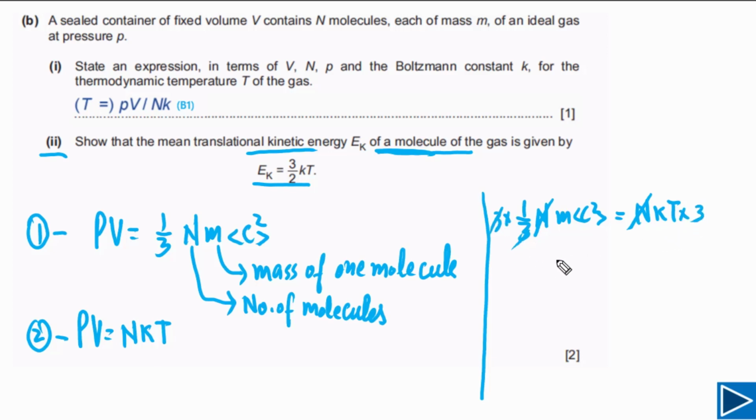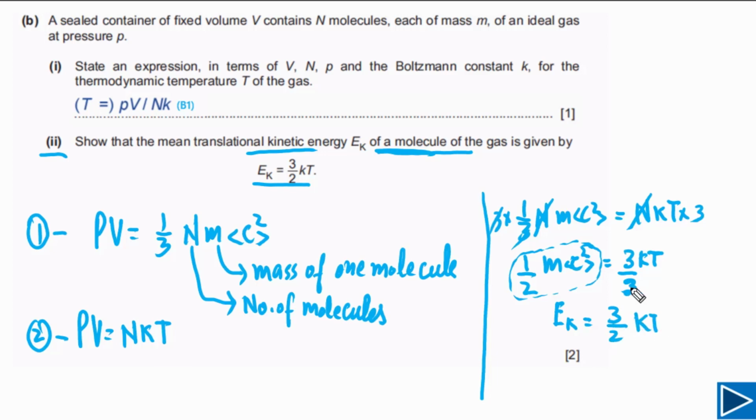We can also multiply this side with 3, so we also have to multiply this one by 3. So this one we can cancel here, so we are left with mc square, means mass of molecule times mean square speed, and this is equal to 3kT. Now if we divide both sides by 2, so simply we can say that this is kinetic energy of a molecule. So this is translational kinetic energy of a molecule. So simply we can replace this with Ek. So Ek is equal to 3/2 kT. So this is our final answer, and this is what the question was asking us to derive.